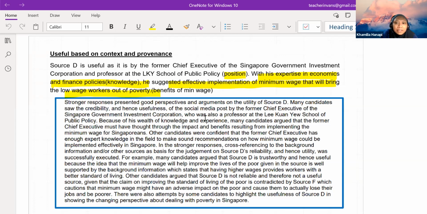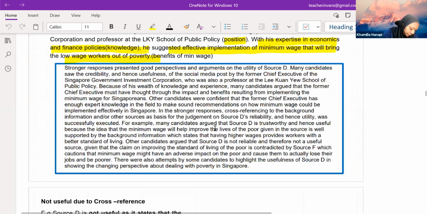And then if you look very carefully, this is the Marcus report in blue. It says here that stronger responses had good perspective. This part here: other candidates argued that source D is not reliable, not useful. So this is the not useful part, which I haven't gone through for the cross-reference.